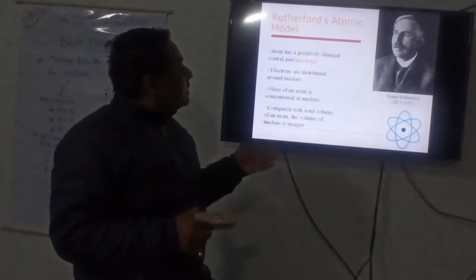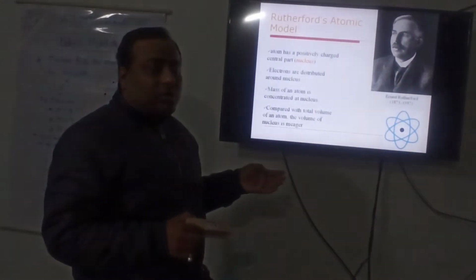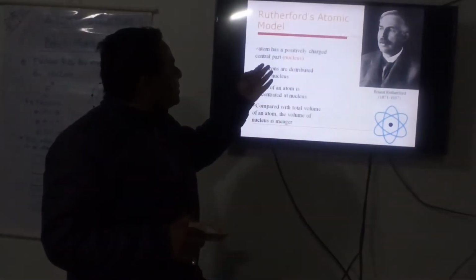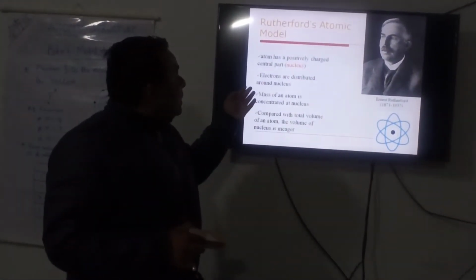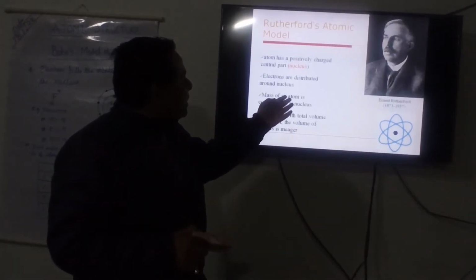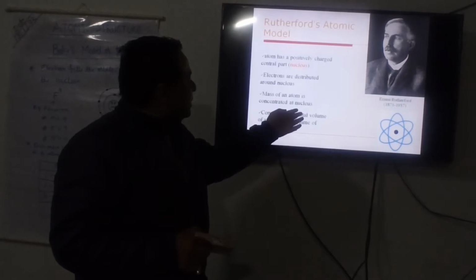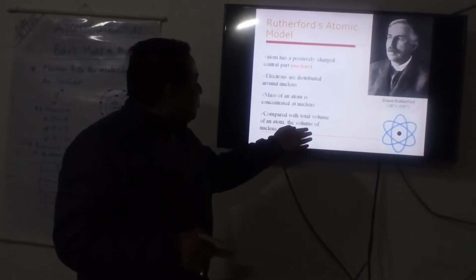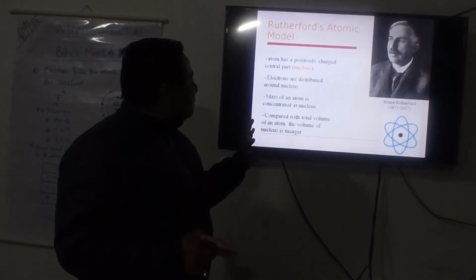Another theory is given by Rutherford. According to the Rutherford model, an atom has a positively charged central nucleus. Electrons are distributed around the nucleus. The mass of an atom is concentrated at the nucleus. Compared with the total volume of an atom, the volume of the nucleus is very small.